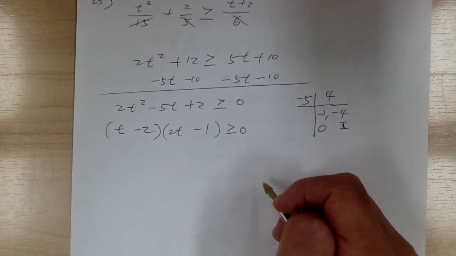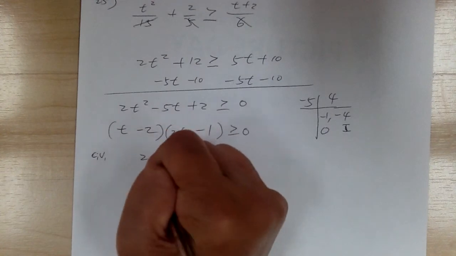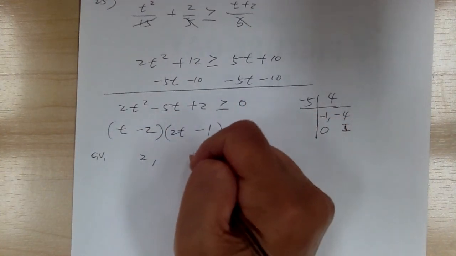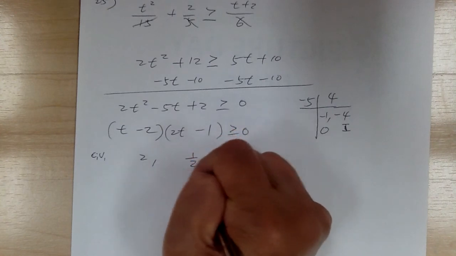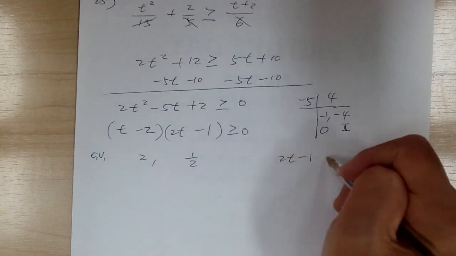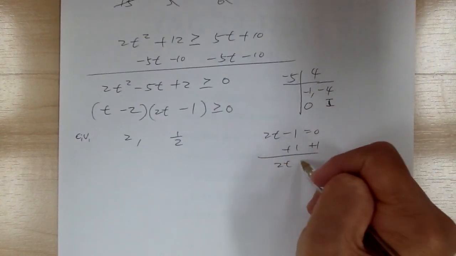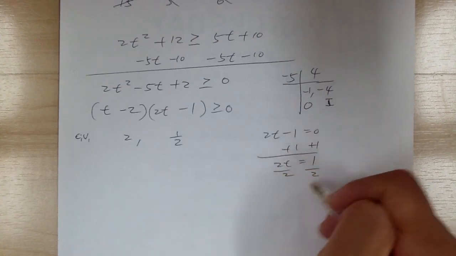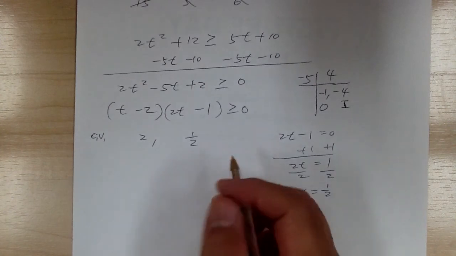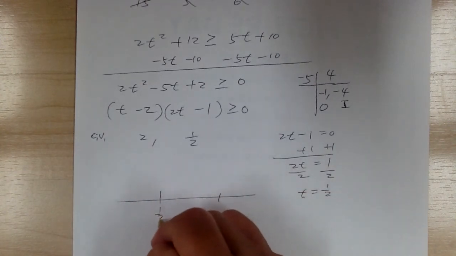So from here, you're going to get your critical values. Your critical value would be 2 from here. This one, again, you set it equal to 0. Okay, so you're going to get 1/2. Again, if you don't see that, what you do is go to the side, set it equal to 0, and then you go and solve. So t equals 1/2. So that's your critical value. Okay, so now you go and draw your curvy line thing.